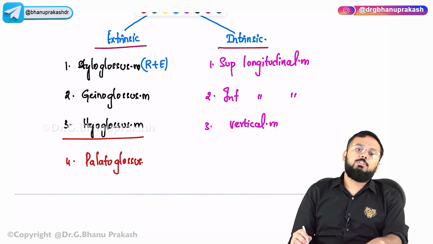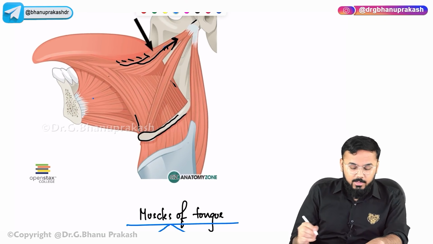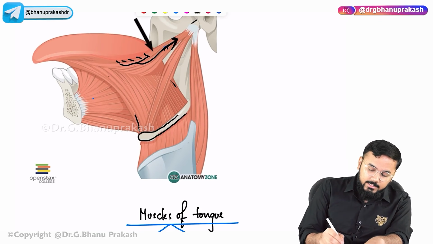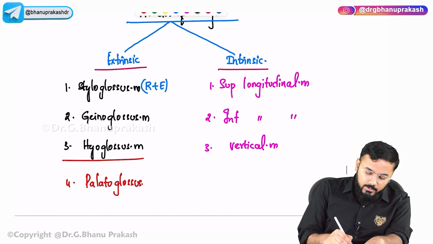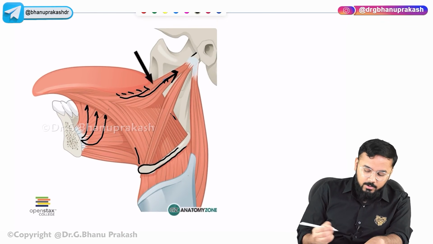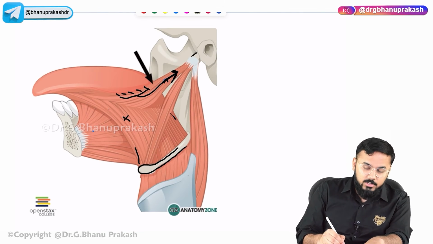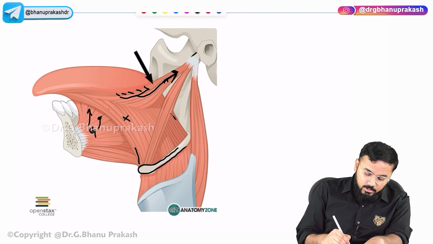When you come to genioglossus, where is this? See, this is your genioglossus. Can I say that genioglossus is attached to the lower part of the tongue? Right. You see, from here it is attached to the lower part of the tongue. So, don't think of this muscle as genioglossus. No, this is not genioglossus. This is genioglossus. See, this genioglossus is attached to the lower part of the tongue.